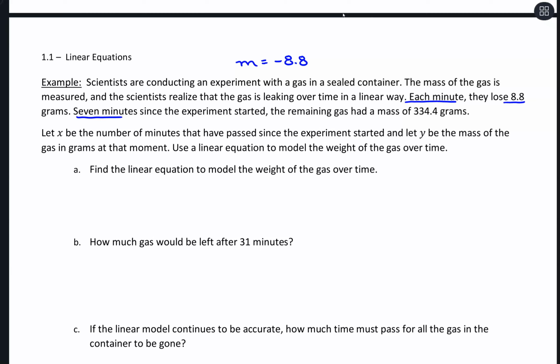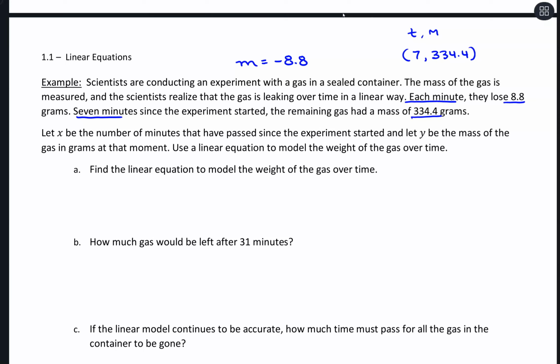7 minutes since the experiment started, the remaining gas had a mass of 334.4 grams. Something that tells me is I could make a coordinate with time and mass where 7 minutes has passed and we have 334.4 grams. Okay, just making little notes to myself.